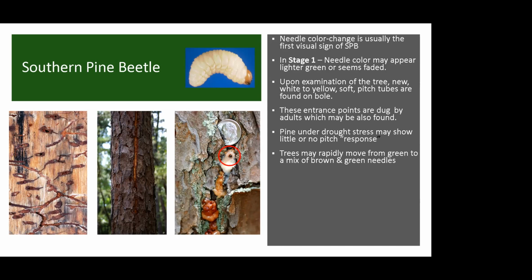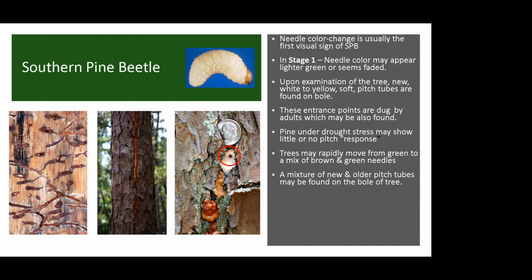And the trees can turn rapidly from green to a mix of brown and green in a very short order. You'll notice the center slide there shows a crack in the tree. That's actually a lightning strike. And the lightning strike weakened the tree and drew beetles to it. And the beetles attacked that tree and then from there spread to the surrounding trees in this particular site. This happened to be in New Jersey.